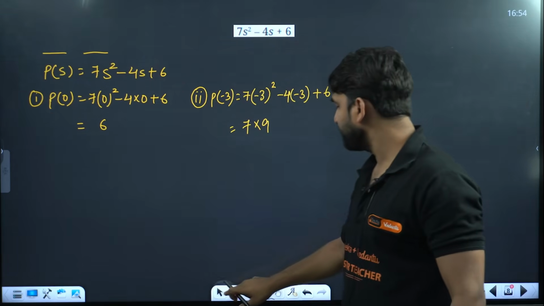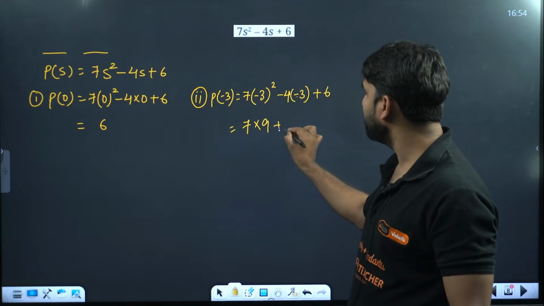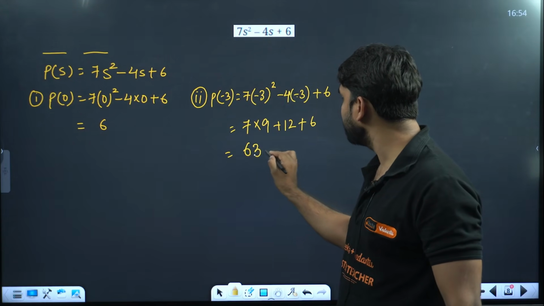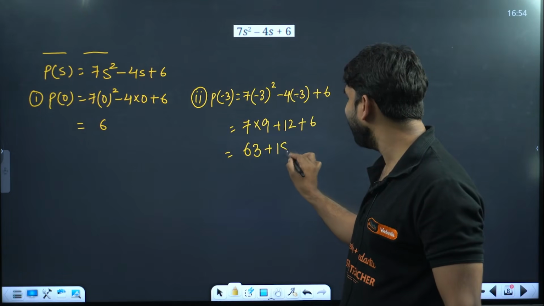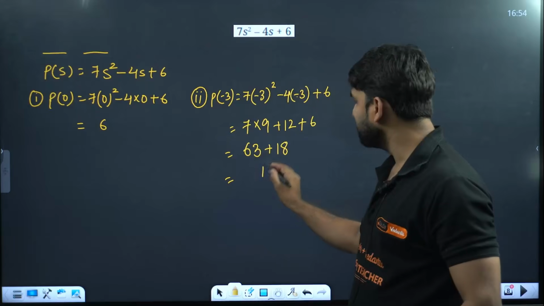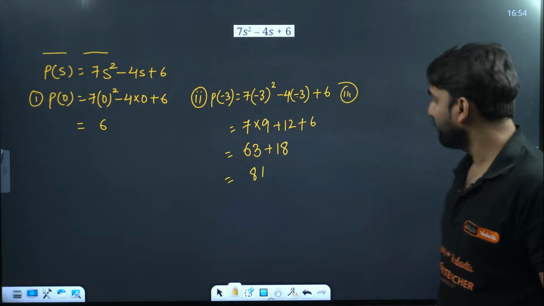Moving to the next. Minus 4 into minus 3: minus minus is plus, and 4 threes are 12. So plus 12 plus 6. Now 7 nines are 63, and 12 plus 6 will be 18. So solve this: 8 plus 3 is 11, carry 1, and 6 plus 1 is 7. 81 is the answer. Third question, we have to find the value.